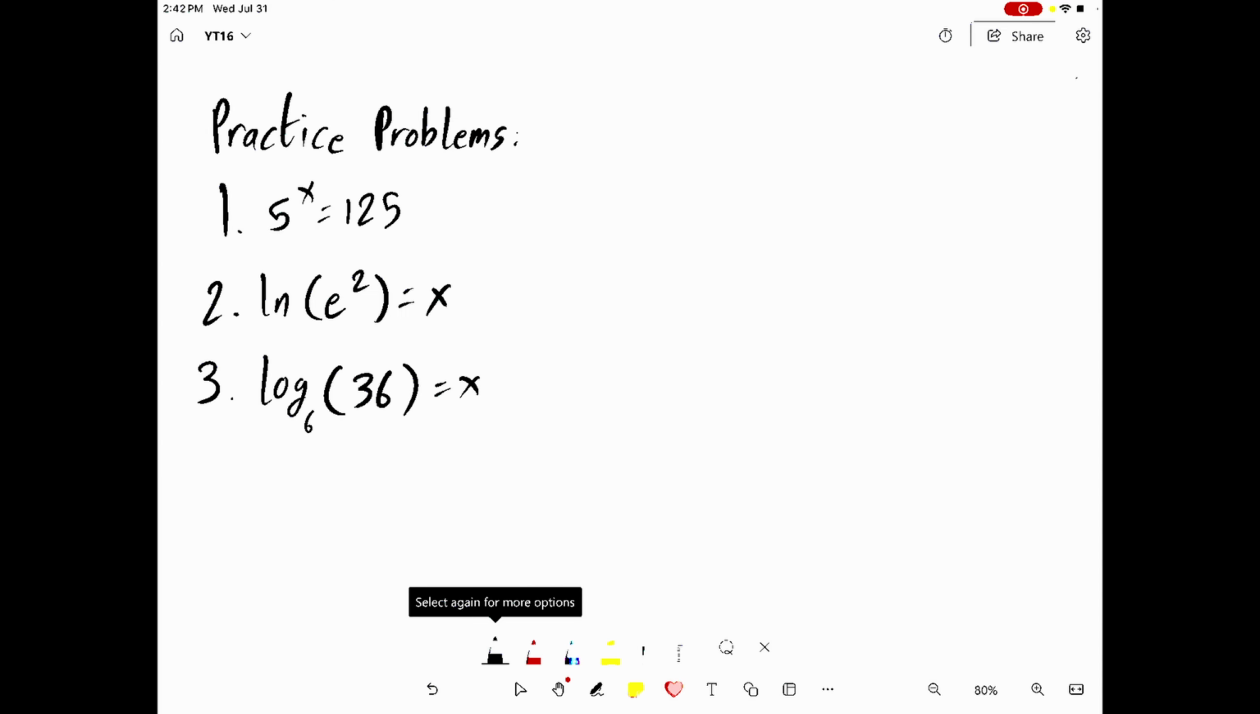Of course, none of our lessons would be complete without some practice problems. Our 3 practice problems for today are: 5 to the power of x is equal to 125. The second one is natural logarithm of e squared is equal to x. And our third one is logarithm base 6 of 36 is equal to x.